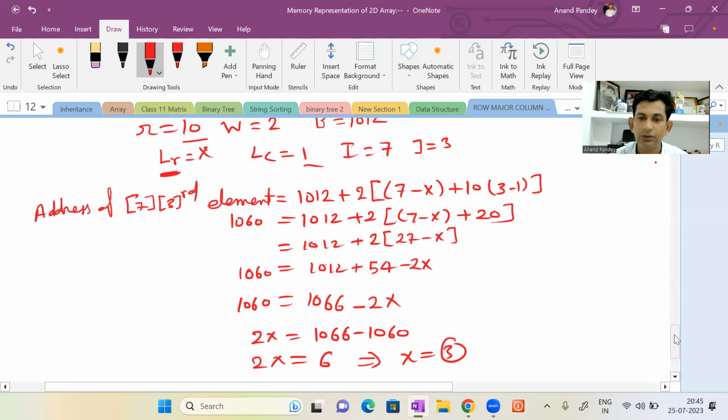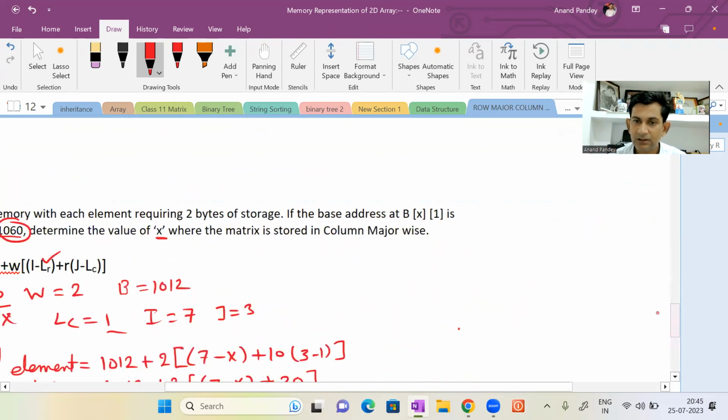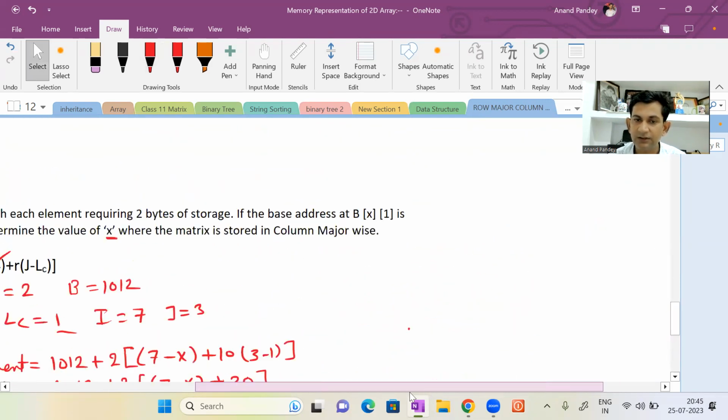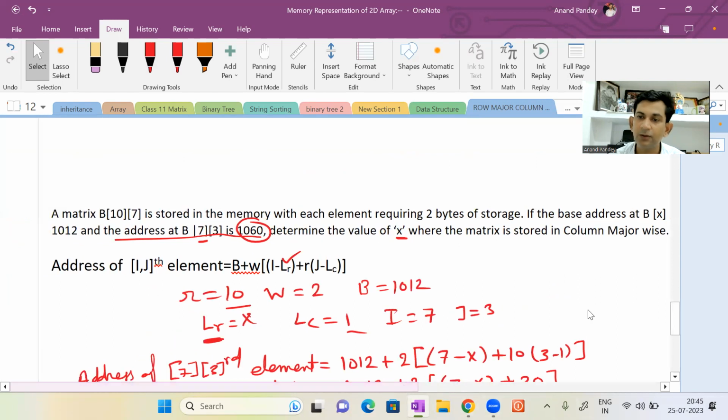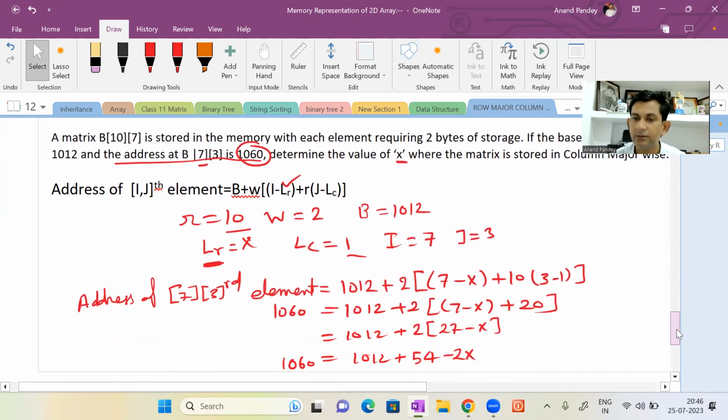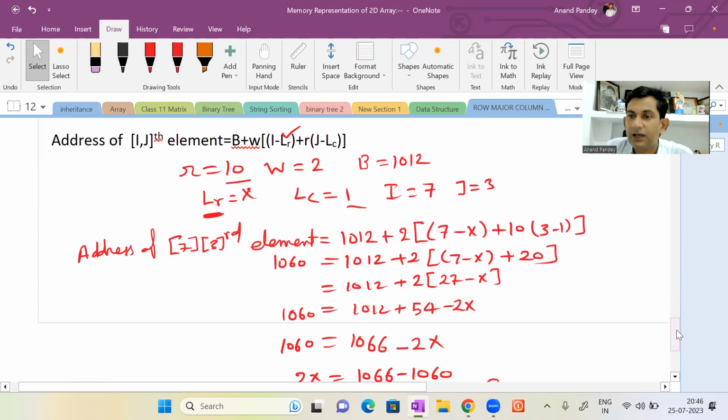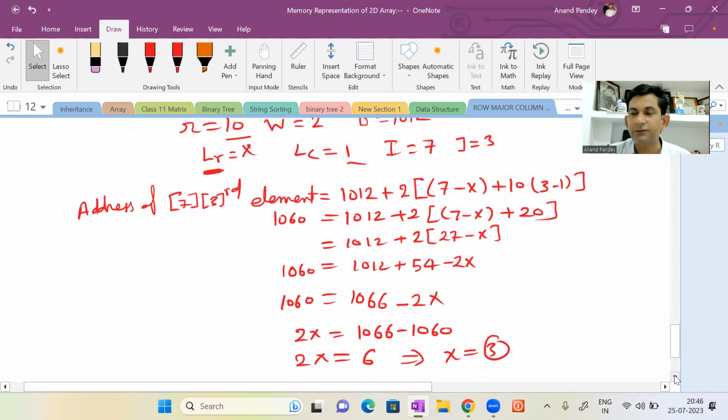That is, the first row number will be 3. Okay, here it is given in the question: determine the value of x where the matrix is stored column major wise. So in the formula, all things will be given, and any one thing can be asked. Any one thing you have to find. Not all the time the address of the ijth element only. Okay, I hope the things are clear. So you may have the question in this form.